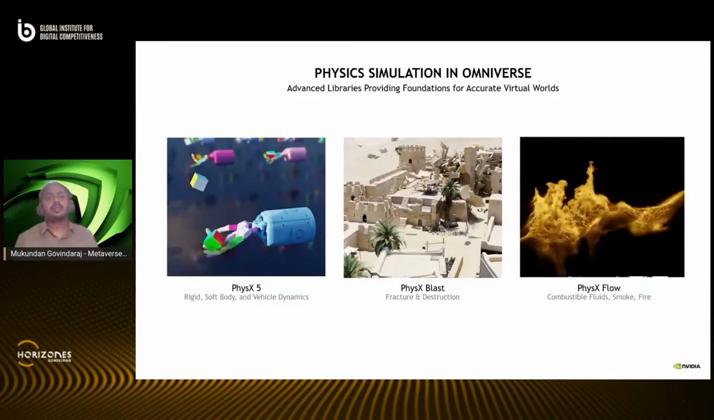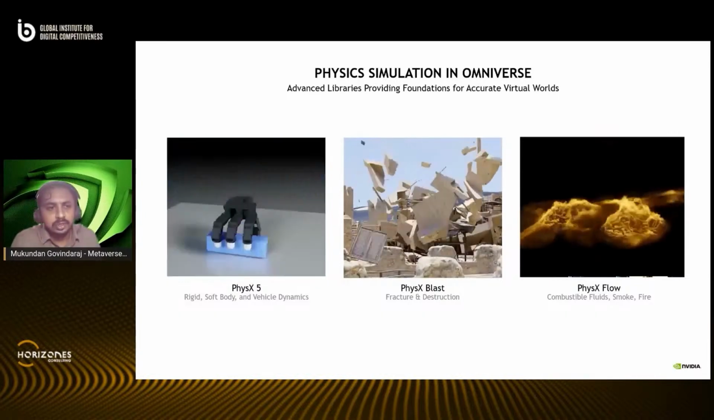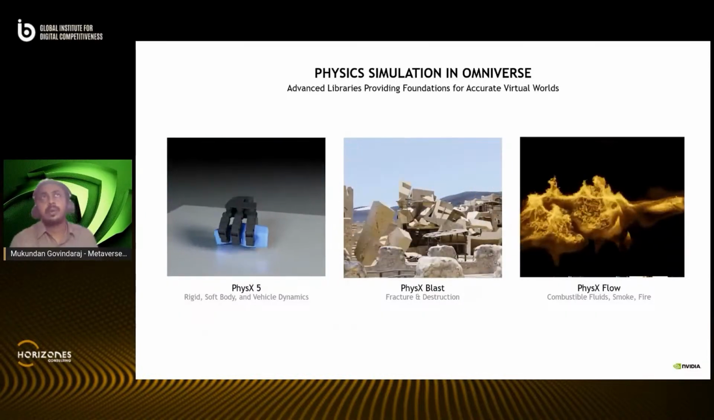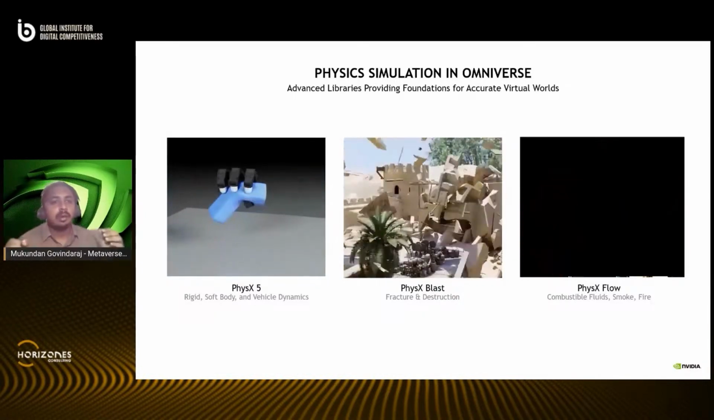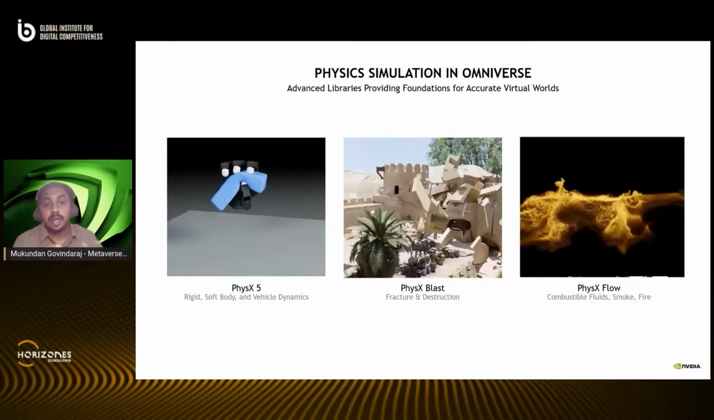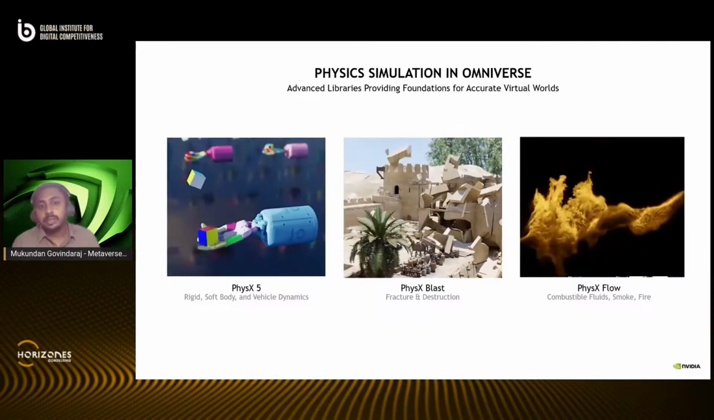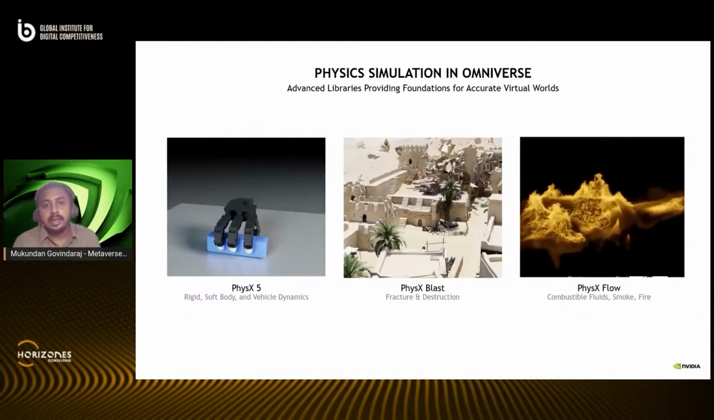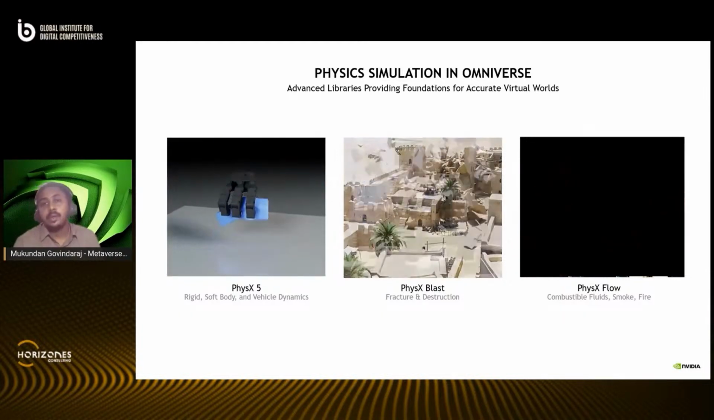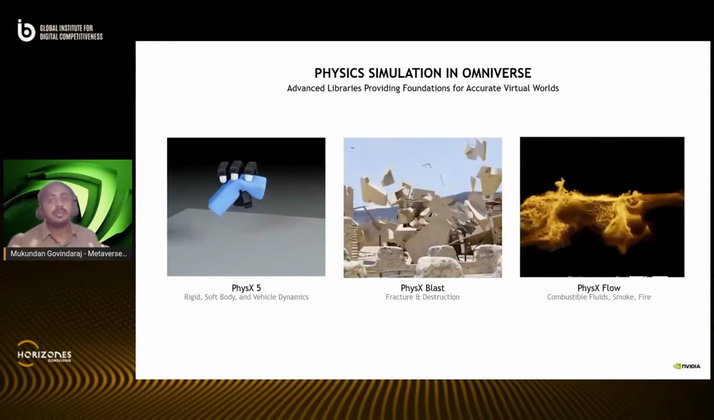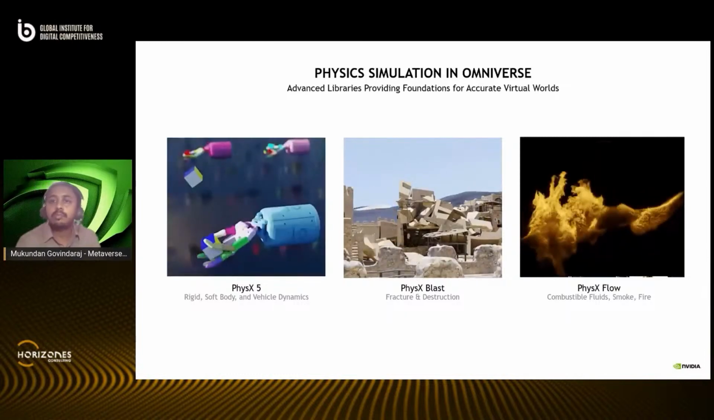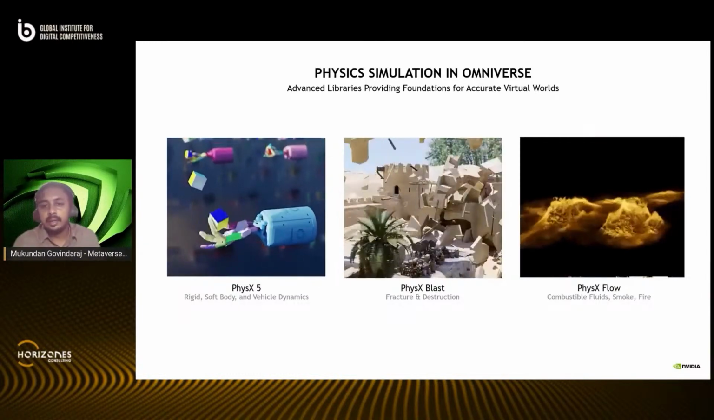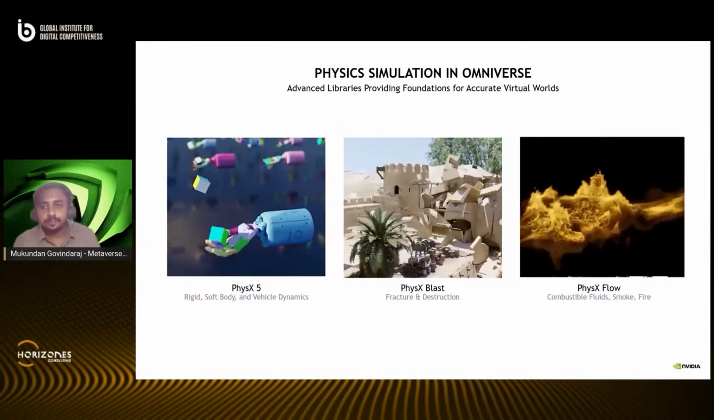If you look at the basic physics engine, you have three types. You can work with rigid bodies or soft bodies. Plus, you have Blast, which lets you play with fracturing and destruction. And also using Flow, you can create volumetric effects, which include fire, smoke, blast, and a lot more than that.